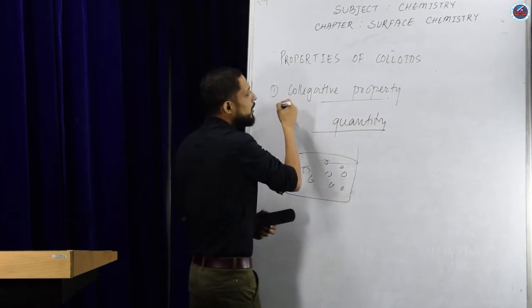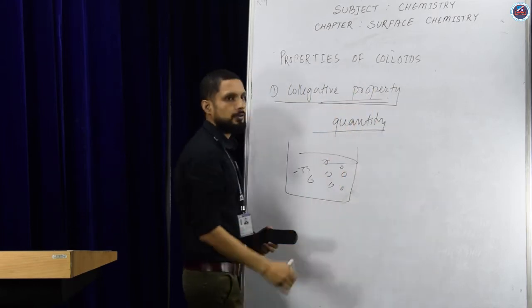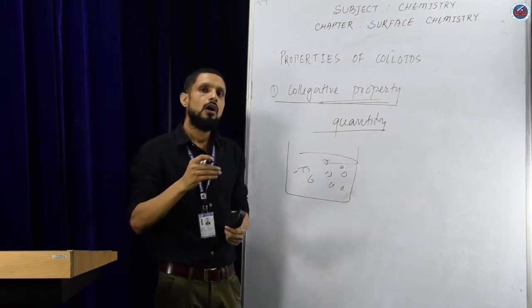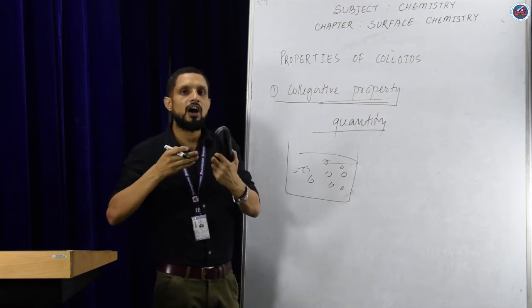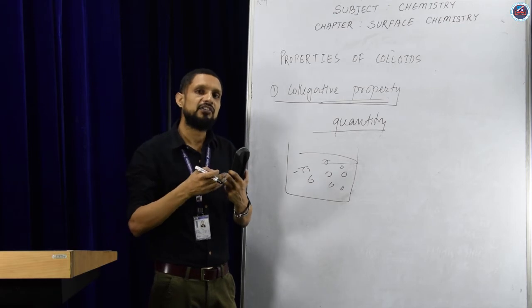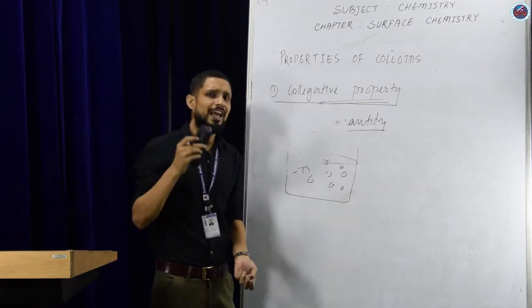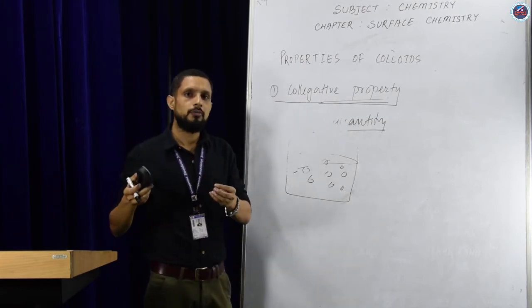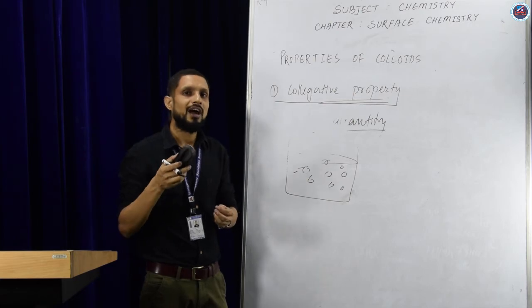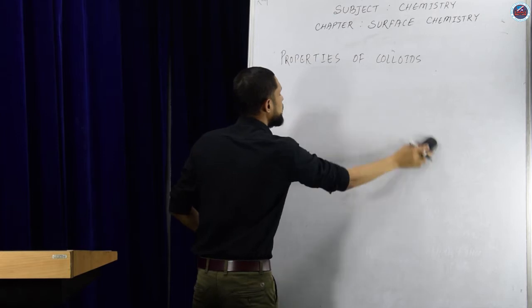So that's why colloids have colligative property. And they are also heterogeneous in nature. That means there are different sizes of particles present in the colloid. Though it cannot be seen by the naked eye, if you observe it through a microscope, you will see it's heterogeneous in nature. Next property is Tyndall effect.